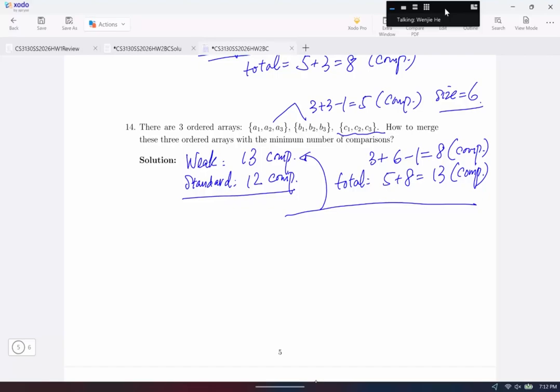All right. So here, let me talk about the standard solution. Let me draw a diagram. A3, A2, A1, first ordered array. Second ordered array, B3, B2, B1. Third ordered array.